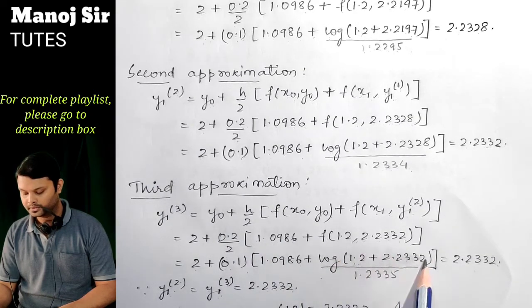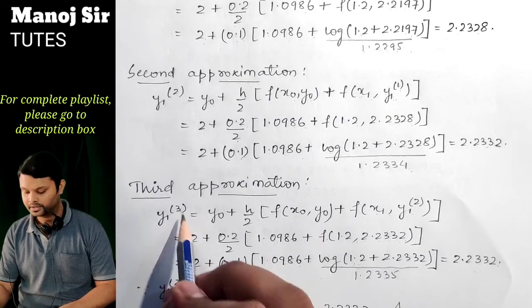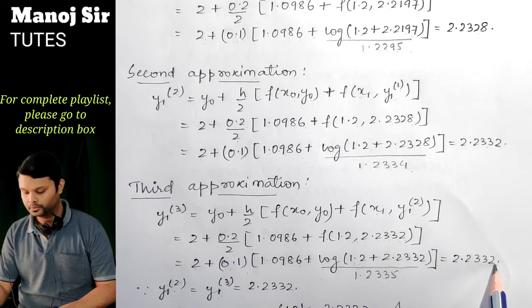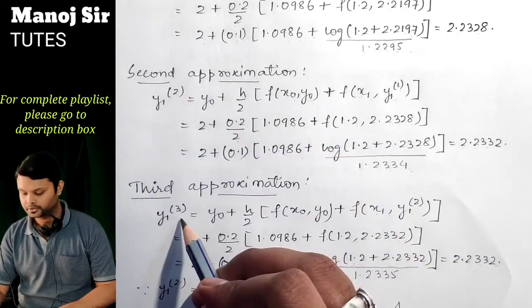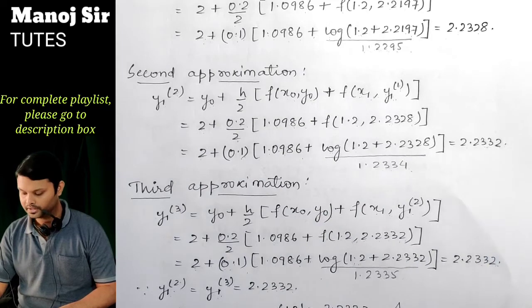Okay, separately, this value is how much? 1.2335. Add this with this, then multiply with this, then at last add this 2. You will get y1 at third approximation, that is 2.2332. Now you can see, yes, y1 at second approximation and third approximation both are the same up to 4 decimal places.